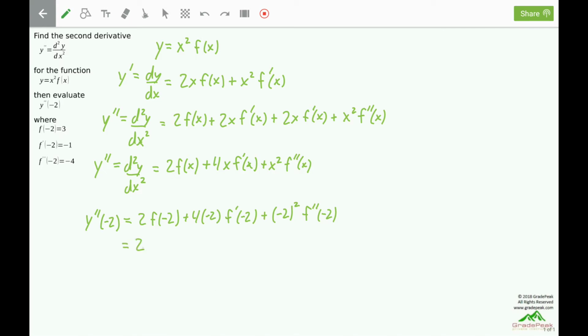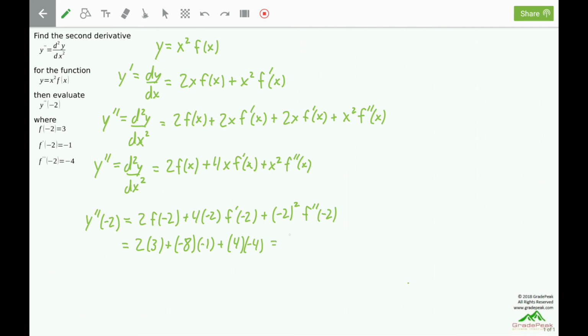So we have 2 times f of -2, that's given to us, that's here, it's 3. 2 times 3 plus, now 4 times -2 is -8. F prime of -2 is given right here, it's a -1. And we have plus -2 squared, -2 times -2 is a +4. And then f double prime of -2 is given, it's right here, it's a -4.